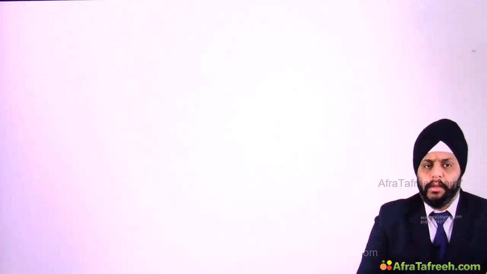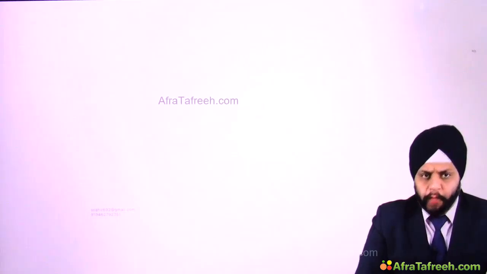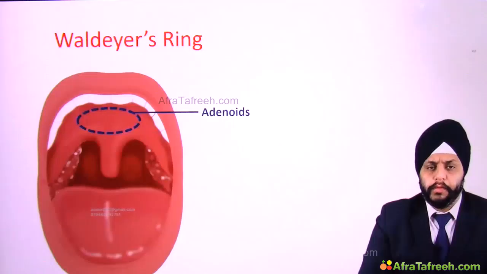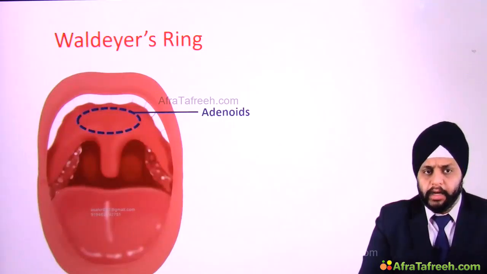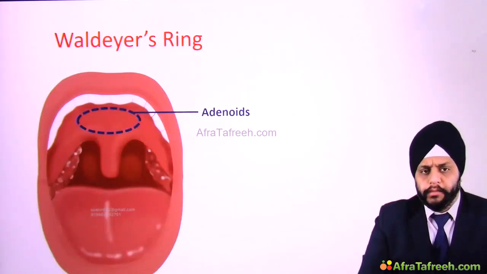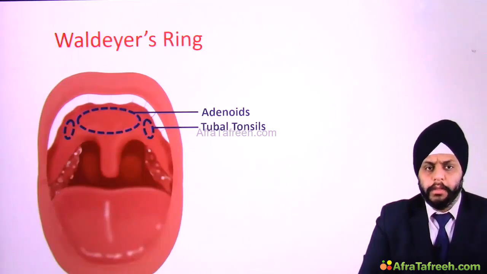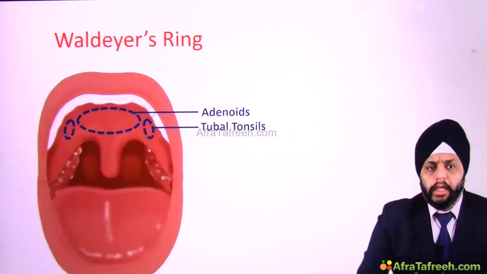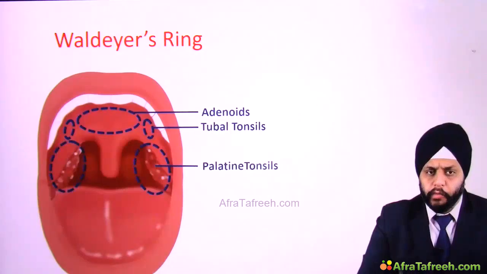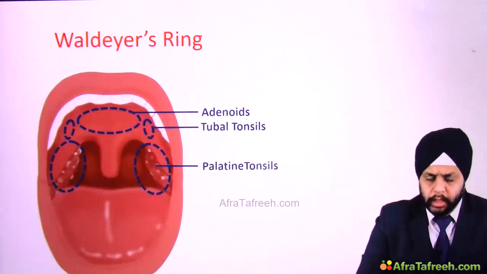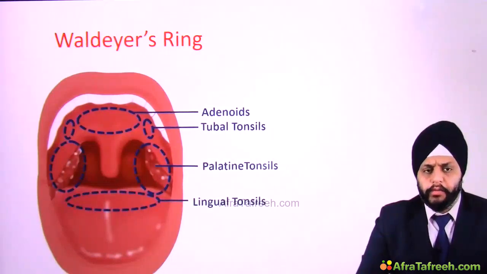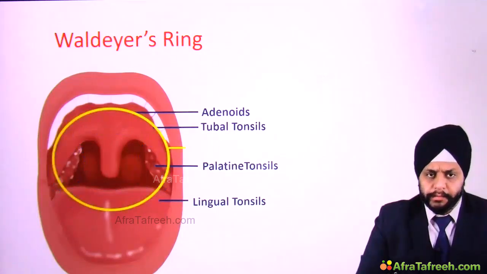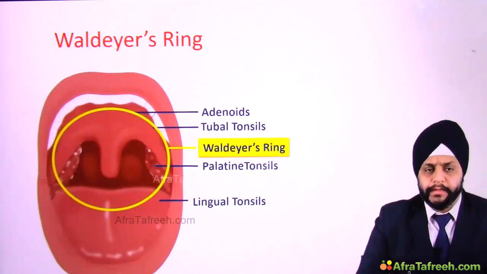Now just remember what we studied in the nasopharynx and what we have just studied in the oropharynx. In the midline, in the nasopharynx posterior superior wall, we have a lymphoid tissue known as adenoids. On the lateral sides of the adenoids, around the eustachian tube, we have lymphoid tissue we call tubal tonsils. Then in the oropharynx, we have a pair of lymphoid tissue, one on each side, called palatine tonsils. And in the base of tongue, we have another lymphoid tissue known as lingual tonsils. Together, these lymphoid tissues form a ring. This ring is known as Waldeyer's ring.